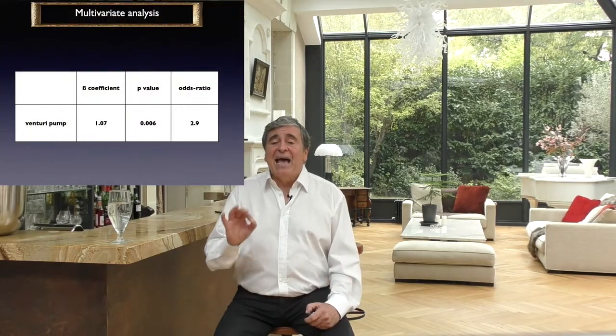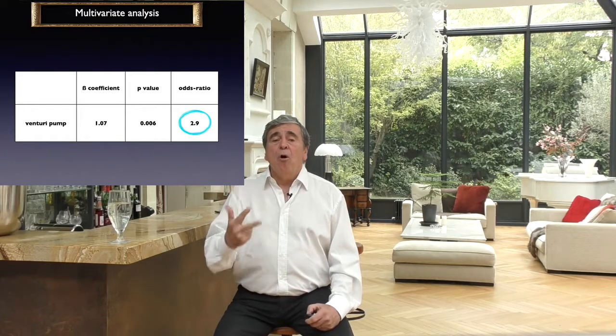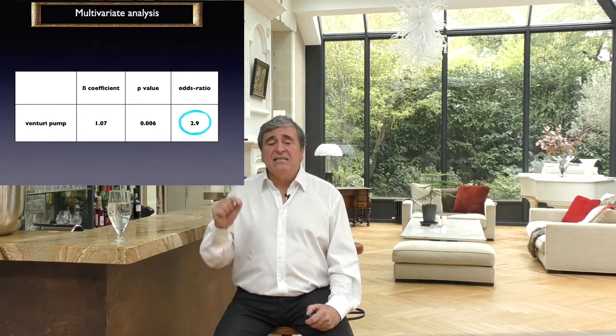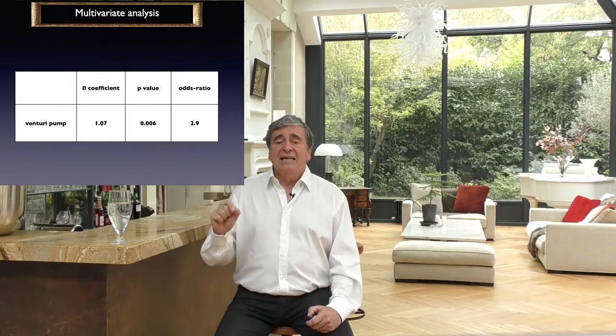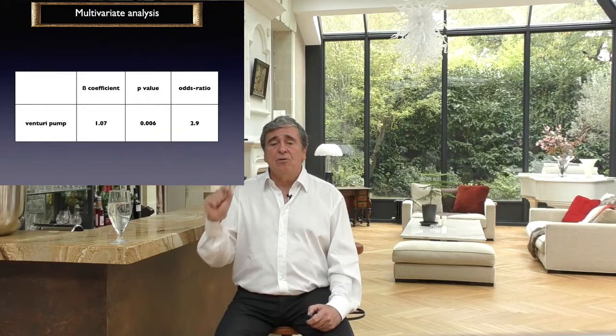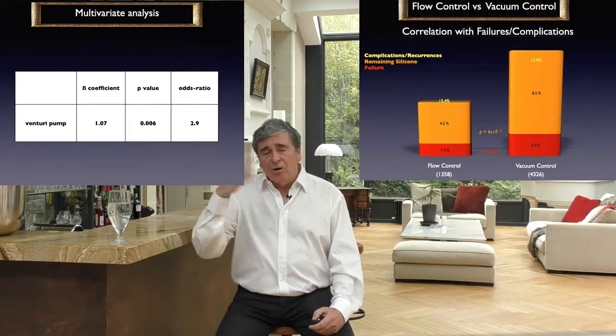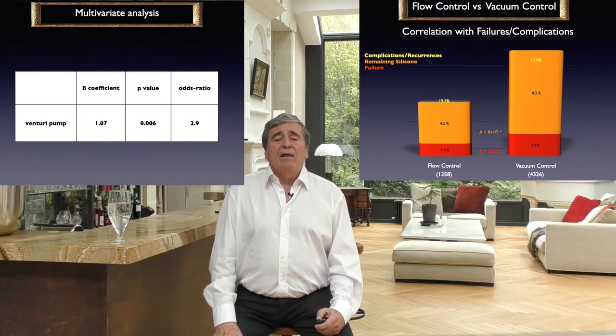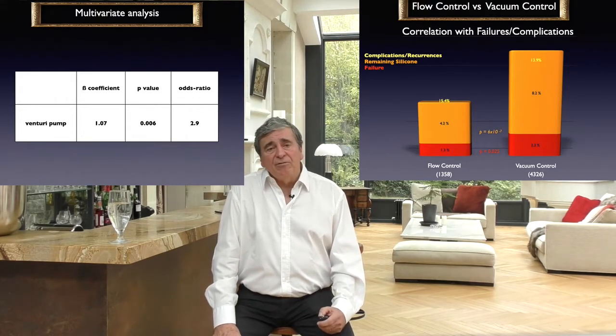This would not be serious if these behaviors imposed by the dangerousness of the Venturi pump did not end up with 3 times more lost eyes, and this is indisputable and highly significant, p equals 0.006. And we are not talking about eyes where the silicone cannot be removed. Therefore, it is necessary to opt for a machine equipped with a volumetric pump.